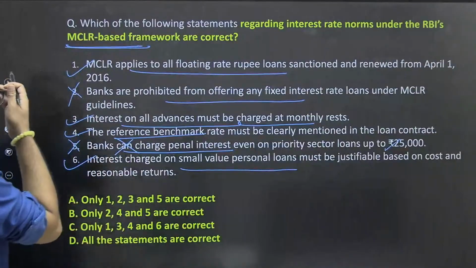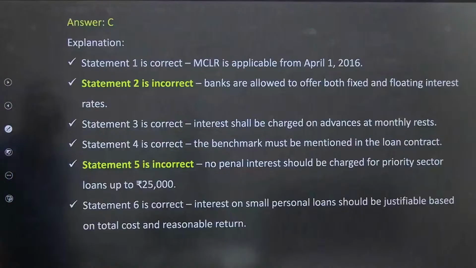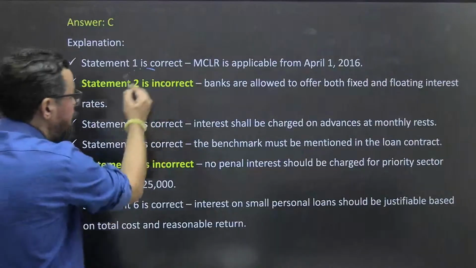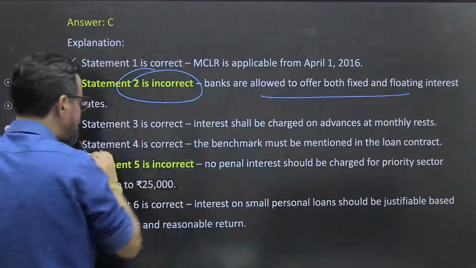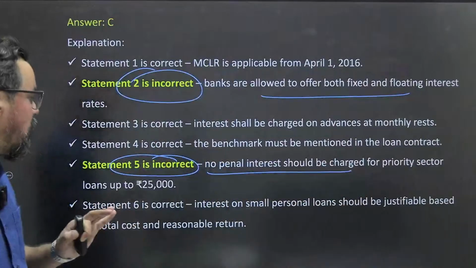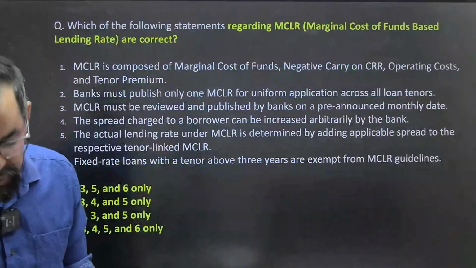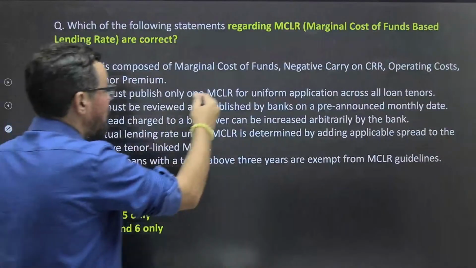100% true. 1346. Option C should be the right answer for this one. Statement 2 was incorrect. Banks are allowed to offer both fixed and floating rates of interest. Statement 5: no penal interest should be charged for priority sector loans up to 25,000. Right? Next one, guys. One more question based on MCLR.